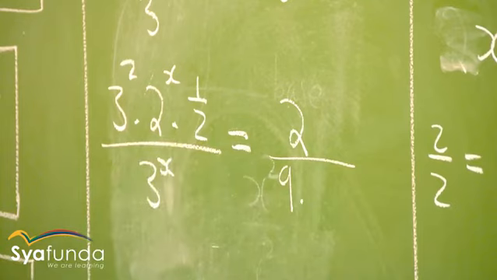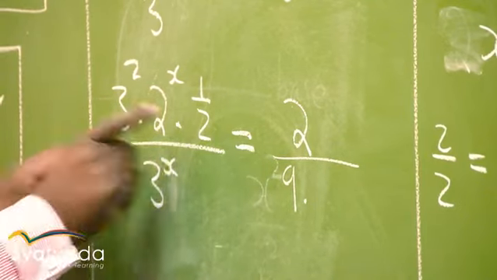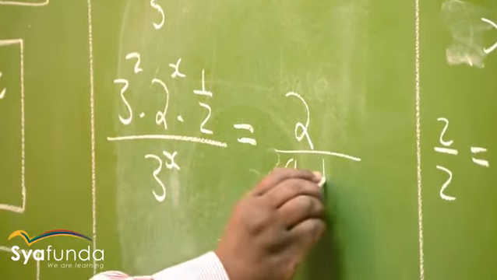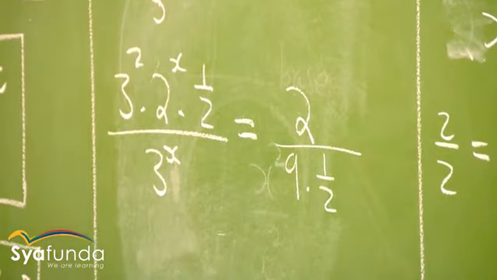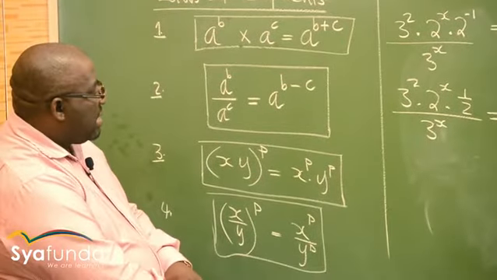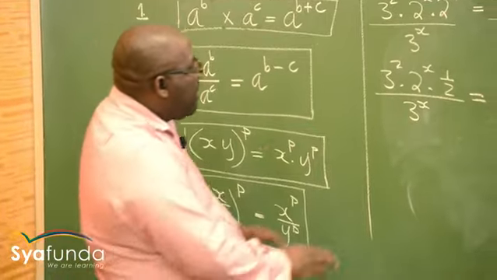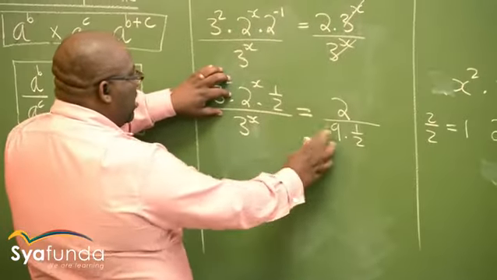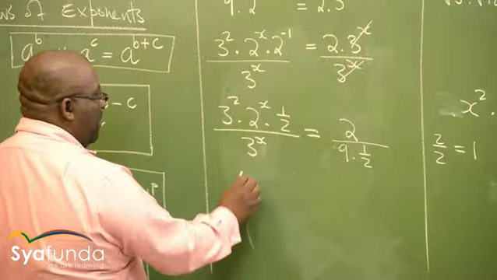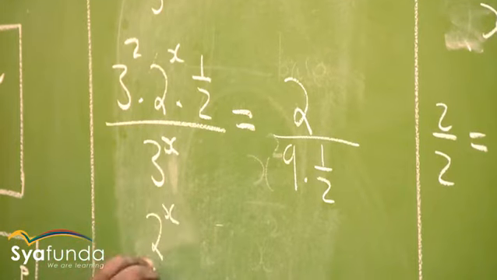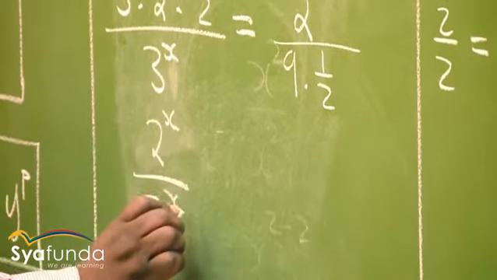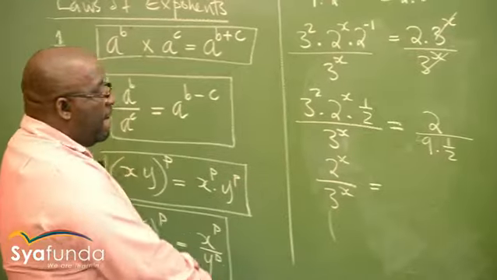So I divide by both of these, 9 and a half, 9 times 1 over 2. Right, I'll divide by that. What do I have on this side? I divided by 9, it went. Divide by half, it went. So this is what we have now. We've got 2 to the power x over 3 to the power x, which is equal to... What do we have on this side?